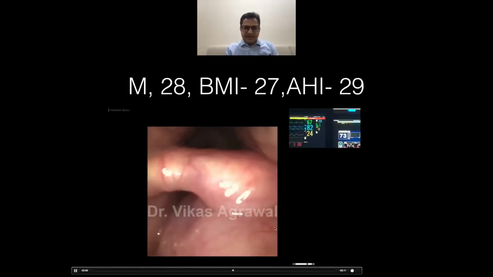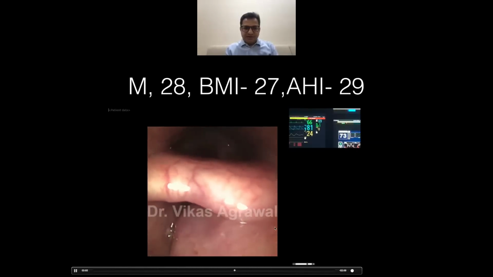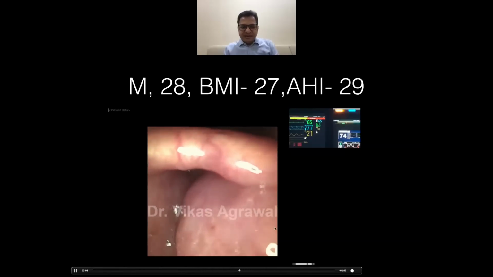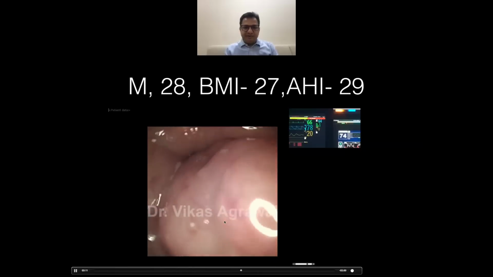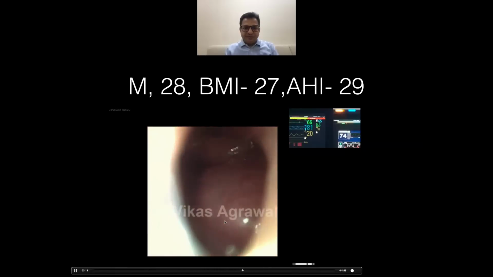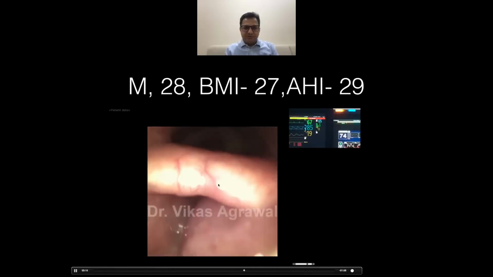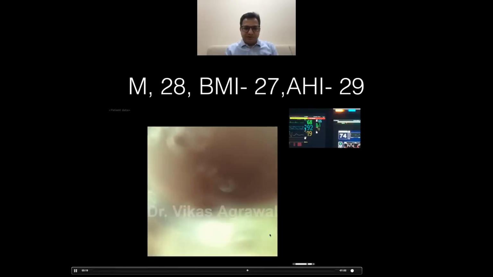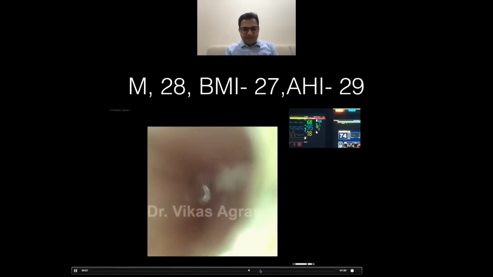Now you see there's an incomplete collapse, tending towards complete, but not a complete collapse. Tending towards complete, incomplete collapse. Now it is almost a complete collapse of the epiglottis because of the base tongue, which is lymphoid in nature.